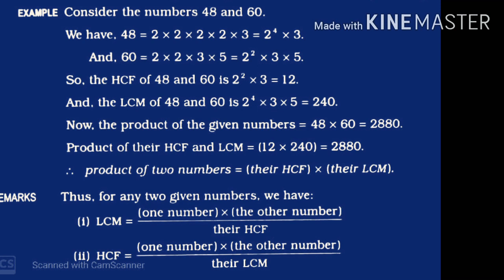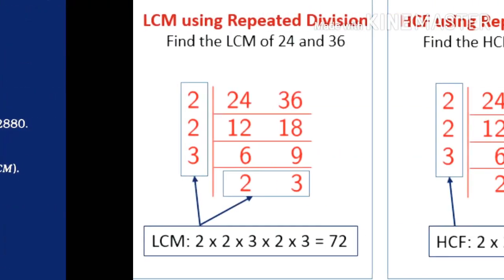From here we also conclude that LCM is equal to the product of two numbers divided by their HCF, and HCF is equal to the product of two numbers divided by their LCM. We will use this formula time and again in the word problems based on HCF and LCM. So please remember this. It's a very important property.